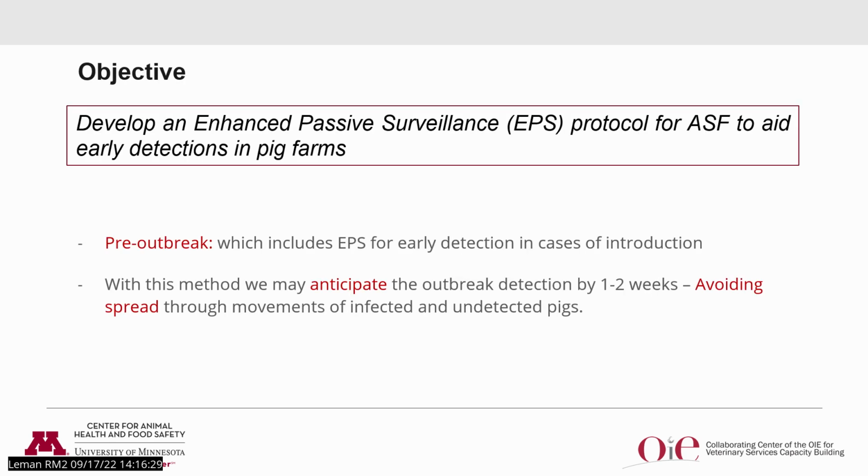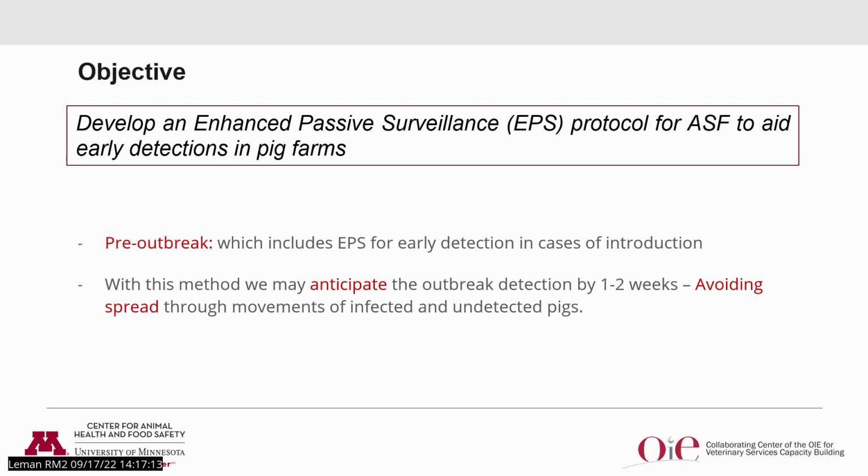So the objective here was to develop an enhanced passive surveillance protocol for African swine fever to support early detection of suspects in pig farms. The intention of this approach is to use pre-outbreak, so before we actually have a confirmation of a disease, and with the objective of trying to anticipate as much as possible the detection of an outbreak. And we think, based on certain work that has been done, that we could potentially reduce the time between introduction and first suspect in a few weeks. And that will not really eliminate the problem in the affected farms, but will mitigate the impact, the secondary impact of the incursion into other farms.